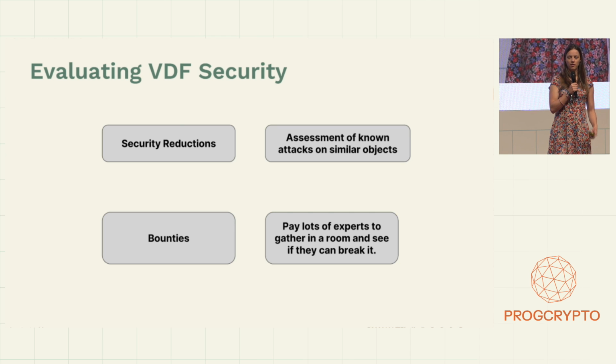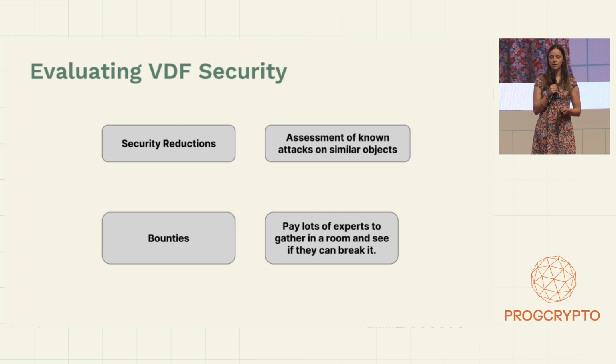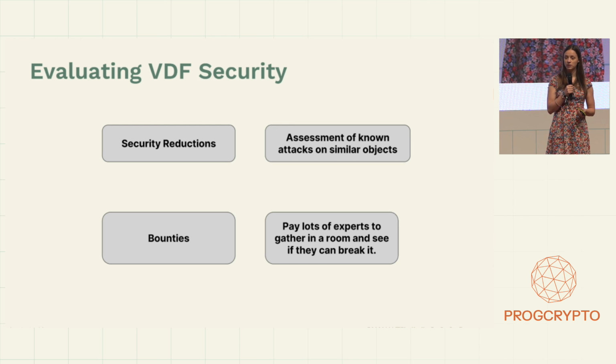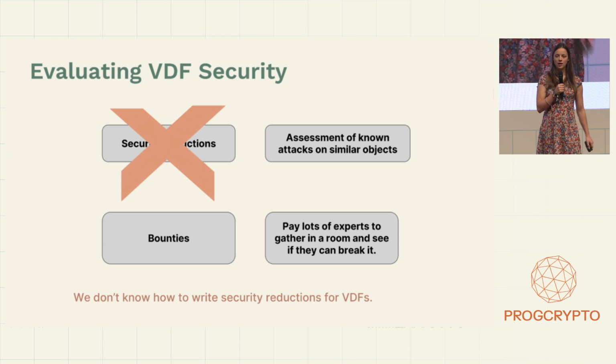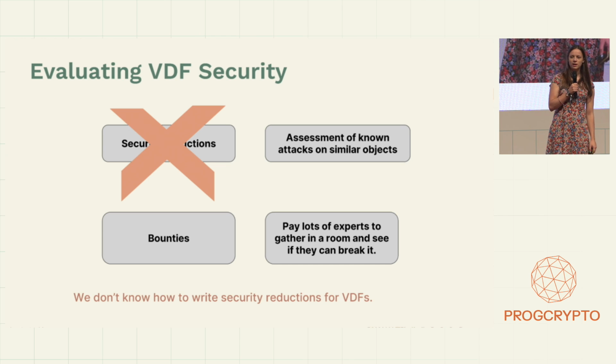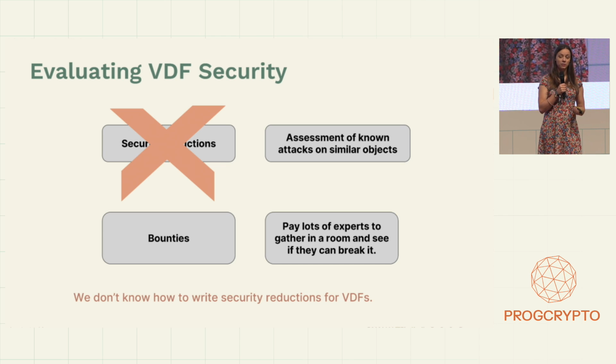So we have this very challenging security notion that we're wanting to argue about. What means are available to us? Typically when you're thinking cryptography, maybe we can do a security reduction, maybe we can assess known attacks on similar objects, bounties can be quite a good solution, and paying lots of experts to gather in a room and see if they can break it is also a fairly good idea. Security reductions, not really available to us here. Certainly I wouldn't know how to do it. Yeah, we don't know how to write security reductions for VDFs.